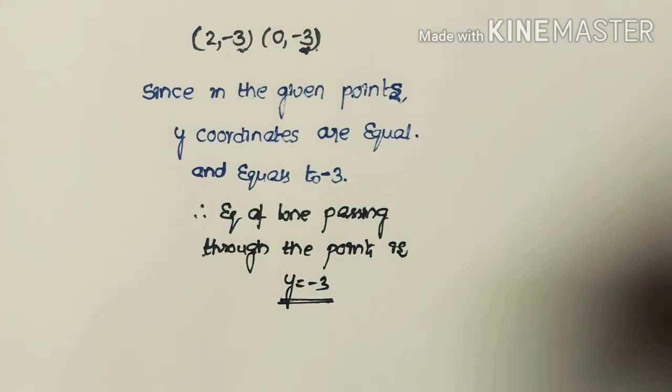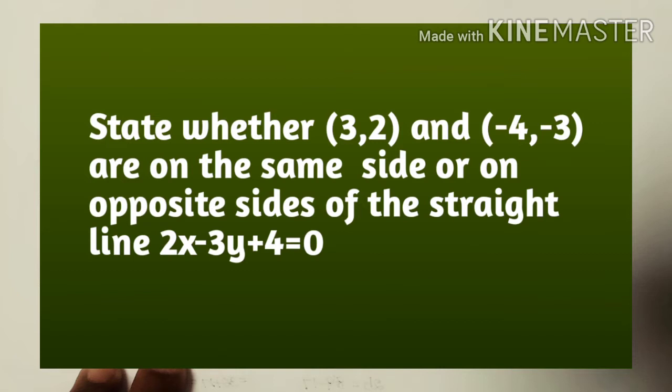That's all. State whether the points (3, 2) and (-4, -3) are on the same side or on opposite sides of the straight line 2x - 3y + 4 = 0.